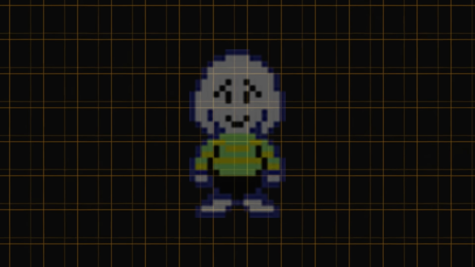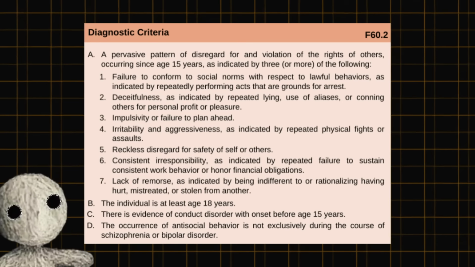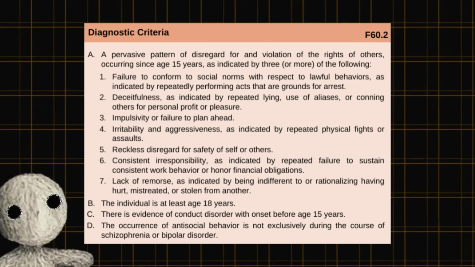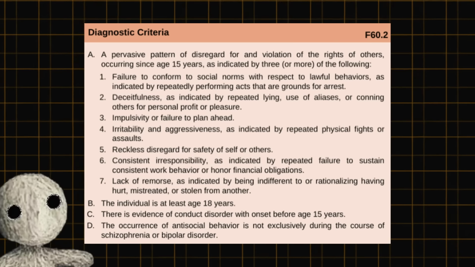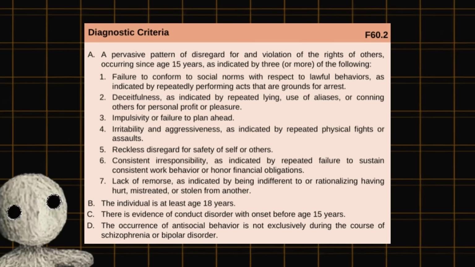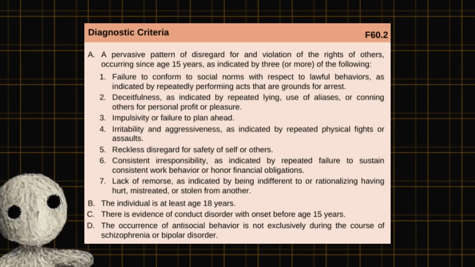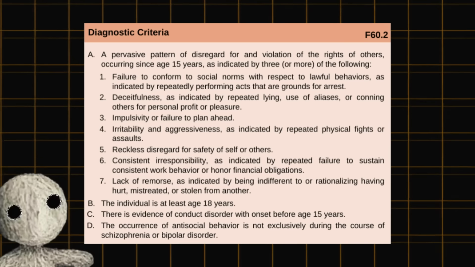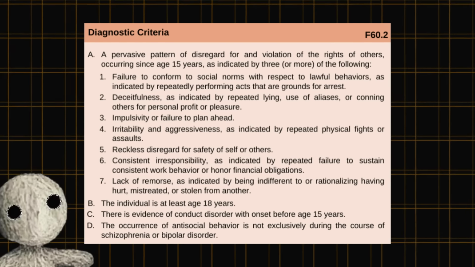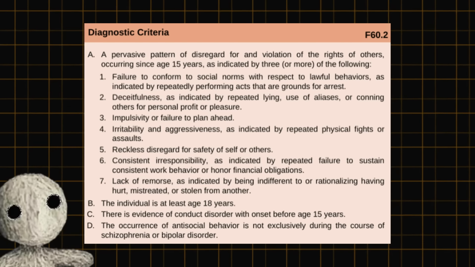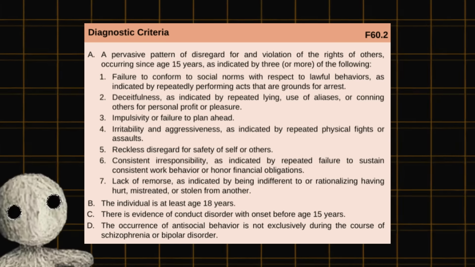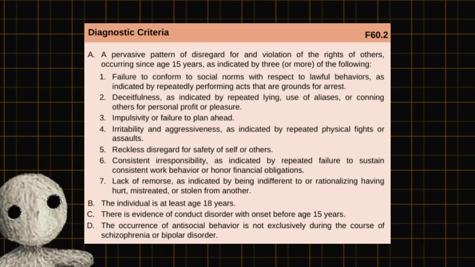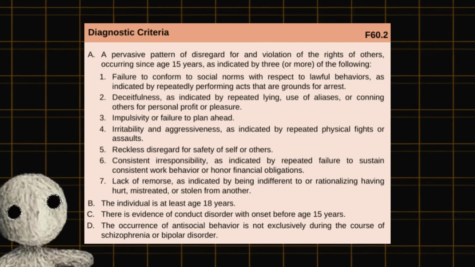The DSM-5-TR defines antisocial personality disorder, or APD, as a pervasive pattern of disregard for and violation of the rights of others, occurring since age 15 years, as indicated by 3 or more of the following. Number 1, failure to conform to social norms with respect to lawful behaviors, as indicated by repeatedly performing acts that are grounds for arrest. 2, deceitfulness, as indicated by repeated lying, use of aliases, or conning others for personal profit or pleasure. 3, impulsivity or failure to plan ahead.